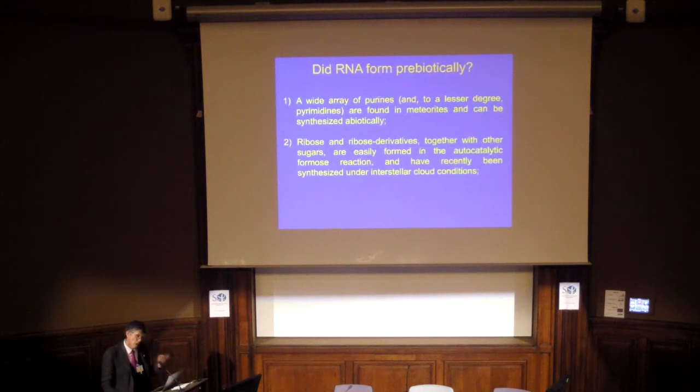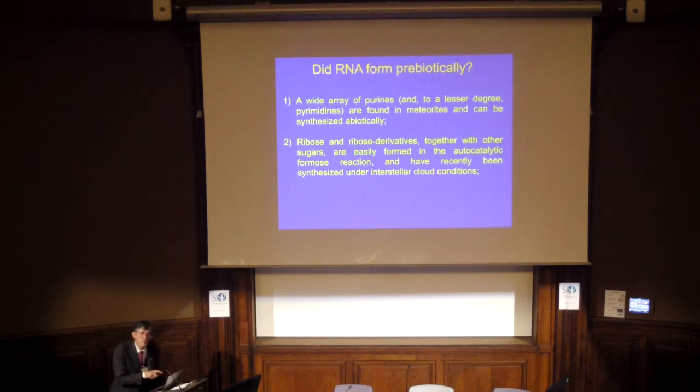One can address the issue of, did RNA form prebiotically? Were RNA molecules available in the primitive soup, in the primitive earth? Well, it's true that a wide array of purines, and to a lesser degree, pyrimidines, as I already mentioned, are found in meteorites and can be synthesized abiotically. So this supports the idea that the bases were available in the primitive earth.